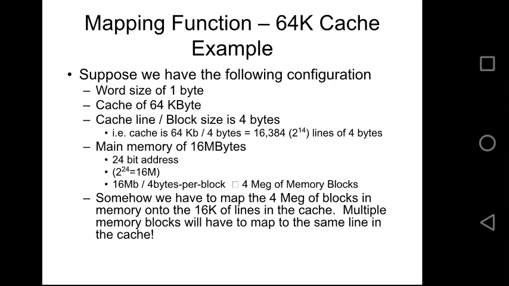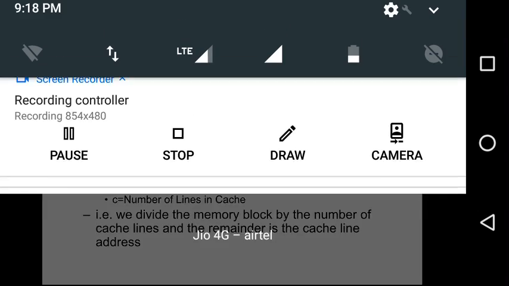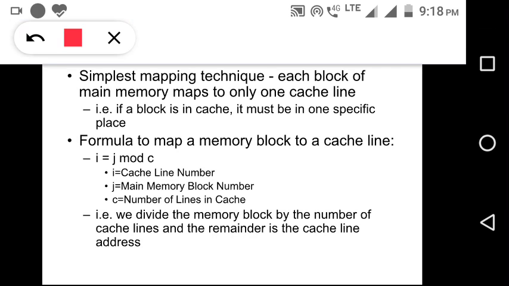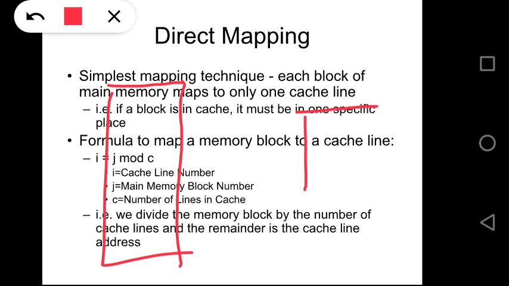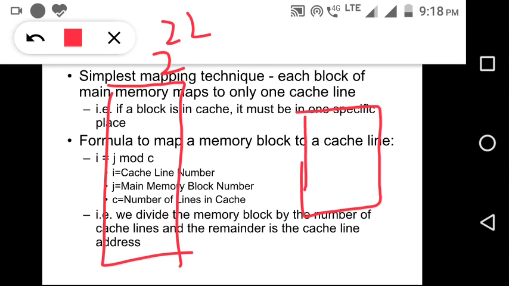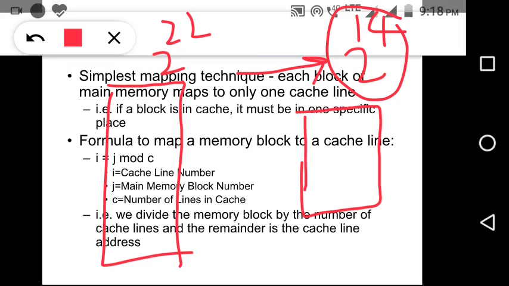So let us discuss a simple technique. The logic here is, let's assume I have to convert some big number to some smaller number. That is the goal, right? In the earlier case, 2 power 22 has to be mapped into 2 power 14.